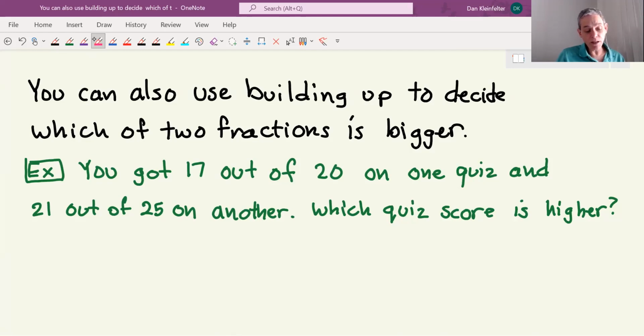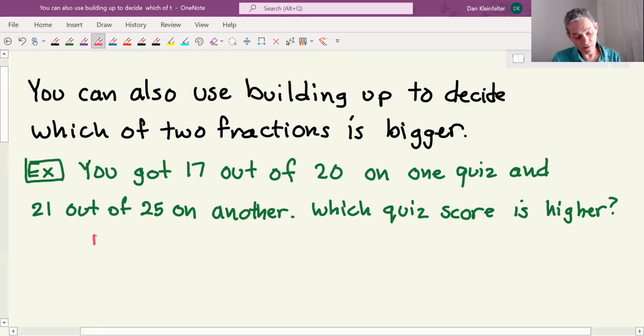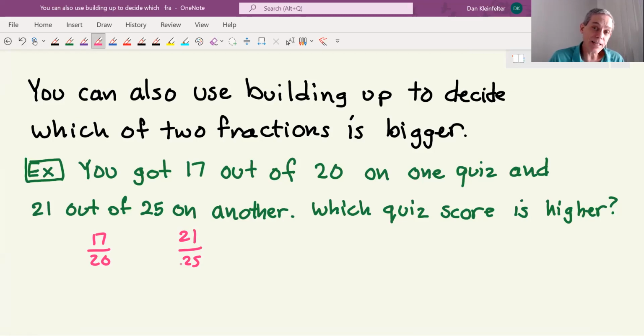On the first one, you got 17 out of 20. In the second one, you got 21 out of 25. In the first case, you only missed 3, which sounds pretty good. In the second case, you missed 4, which doesn't sound as good. But on the first one, you scored lower. You only scored 17. In the second one, you scored 21. So your score is higher on the second one, but the second one was worth more points. So it's kind of hard to compare.